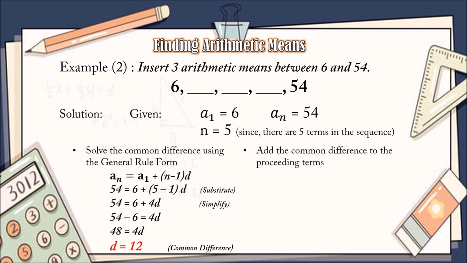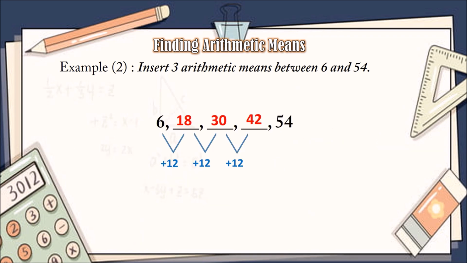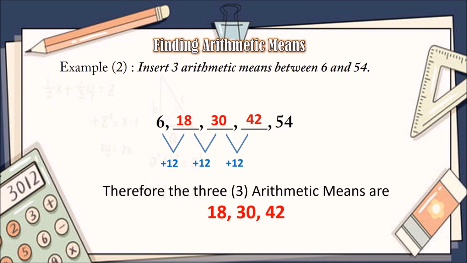Now that we already have the common difference, we are going to add the common difference to the preceding terms. So again, we have 6, blank, blank, blank, and 54. If we add 12 to the first term, we will come up with 18. Add again the common difference to 18, we will have 30. So we will add 12 again. We will have 42. Therefore, the three arithmetic means are 18, 30, and 42.